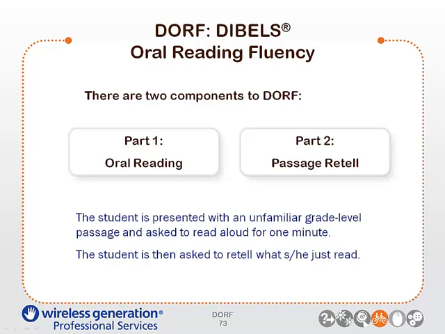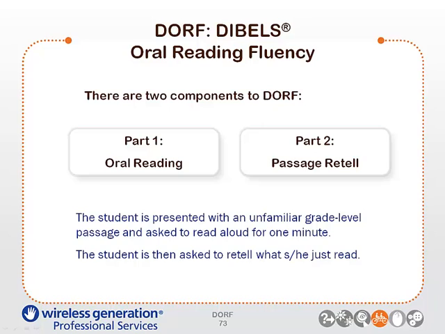The retell component of DORF assesses the student's comprehension. If the student reads fewer than 40 words correctly, use professional judgment as to whether to administer the retell. The student is asked to retell everything they can about the story. The assessor indicates the number of words in the retell that are related to the text. The retell is a comprehension check. It identifies whether the student reads for meaning.